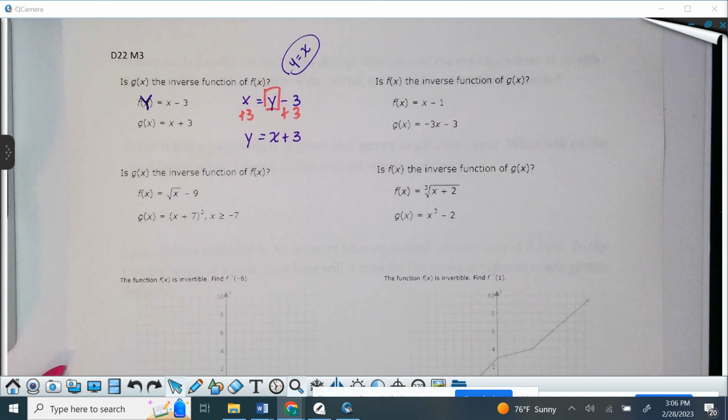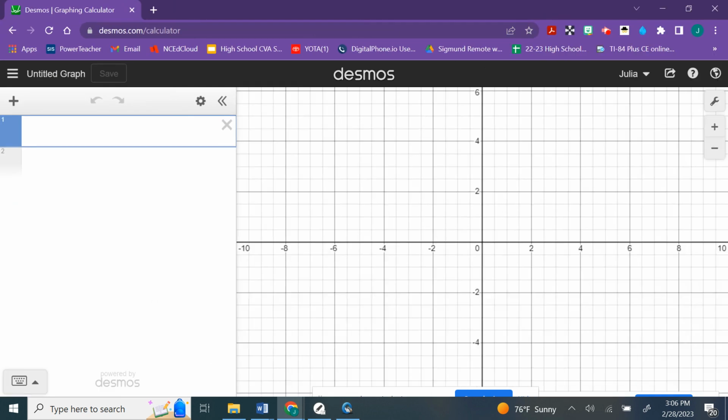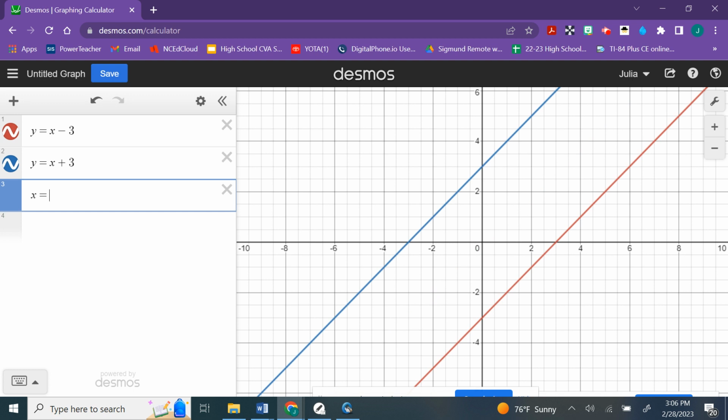So what I would do is I would go to Desmos. And if it says, are they functions, so we could do y equals x minus 3 in the first one, and then y equals, and I believe it's today's screenshots that are required. And you'd put them both in, and then you'd put x equals y, and that's just showing that it reflects over that green line. In this case, mine's green.